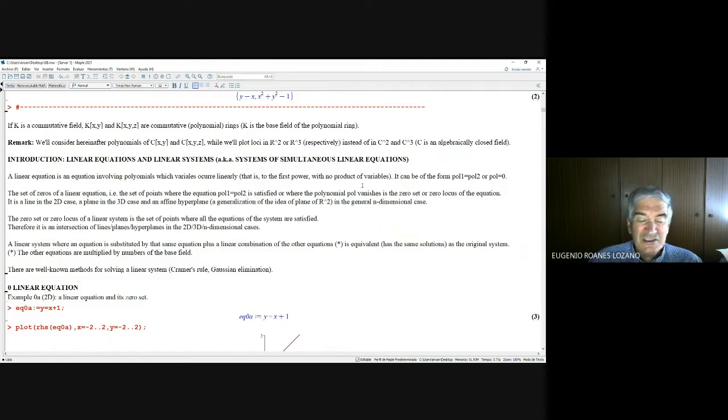And well, a linear system can be changed, obtaining a system that is equivalent. And that can be done if to an equation is added a linear combination of the other equations, that's an expression of the form numbers times the other equations. There are well-known methods for solving linear systems, like Cramer's rule, Gaussian elimination, etc. But let's try to give the geometric idea of what is done.